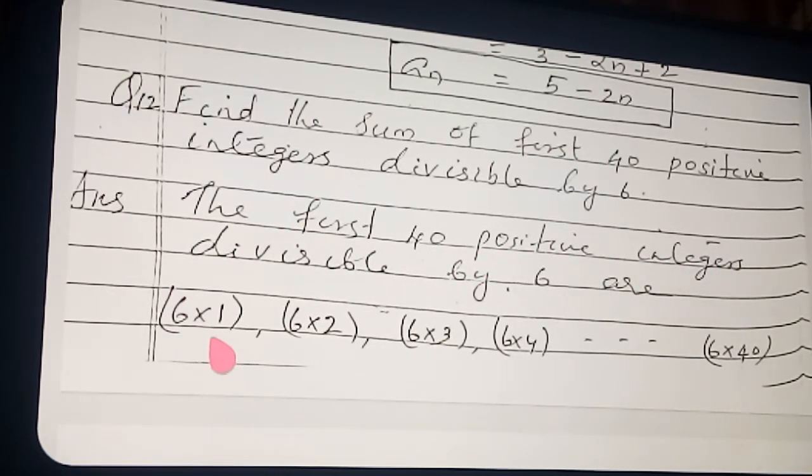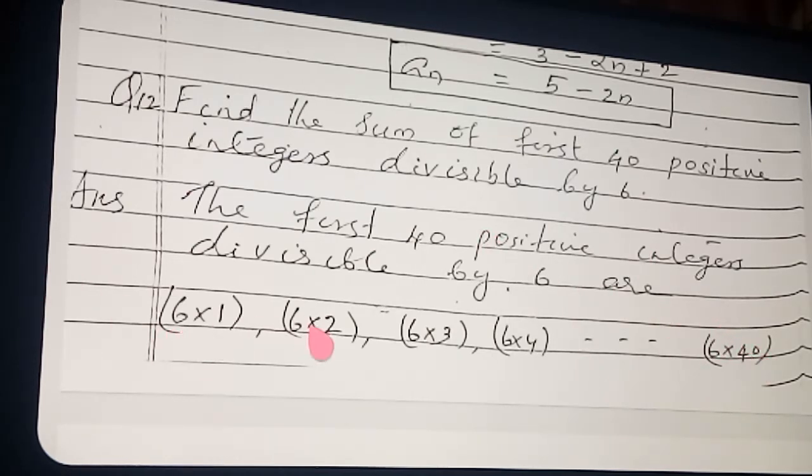So 6 into 1, 6. It is divisible by 6. 6 into 2, 12. It is also divisible by 6. 6 into 3, 18. Divisible by 6. 6 into 4, 24. Divisible by 6, etc. Okay. So the first 40 numbers are given. The previous sums and divisibility sums I had explained; in those cases the number of terms was not given. So here the number is given, so easy.